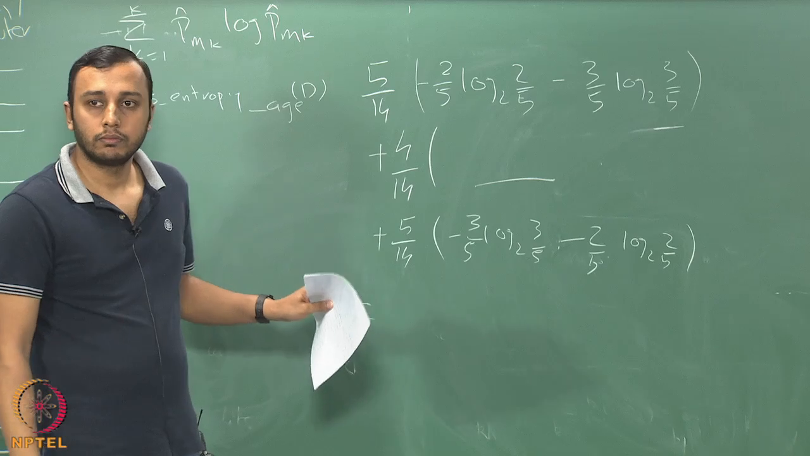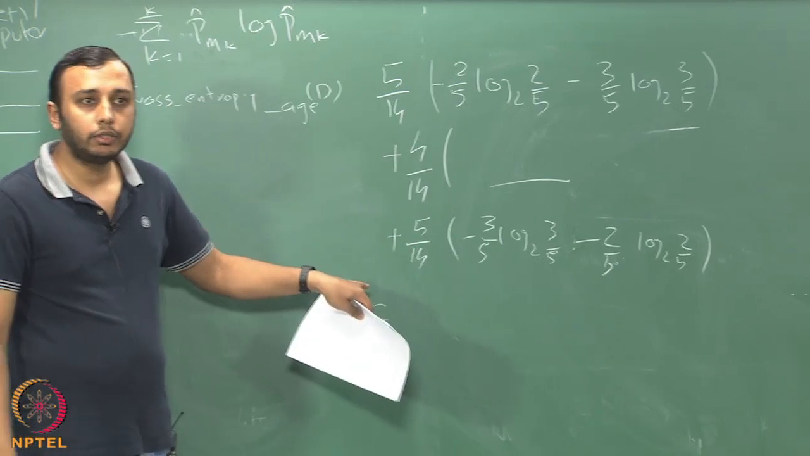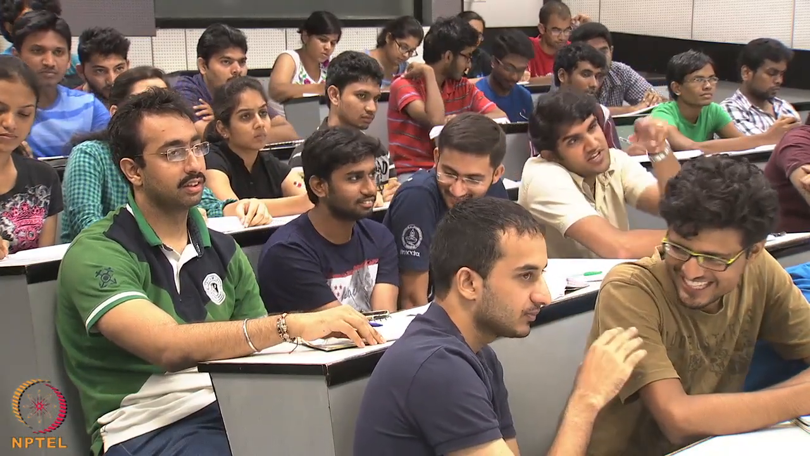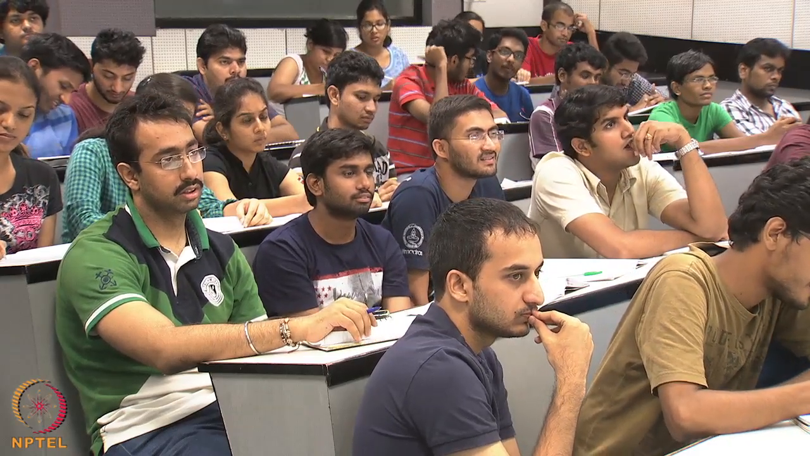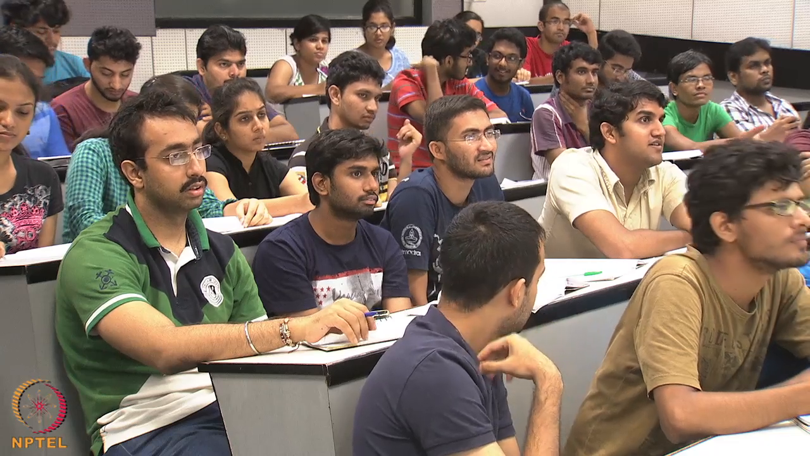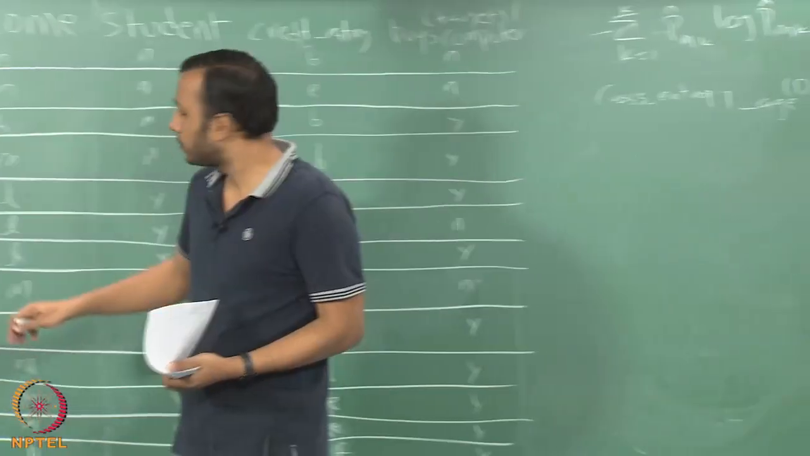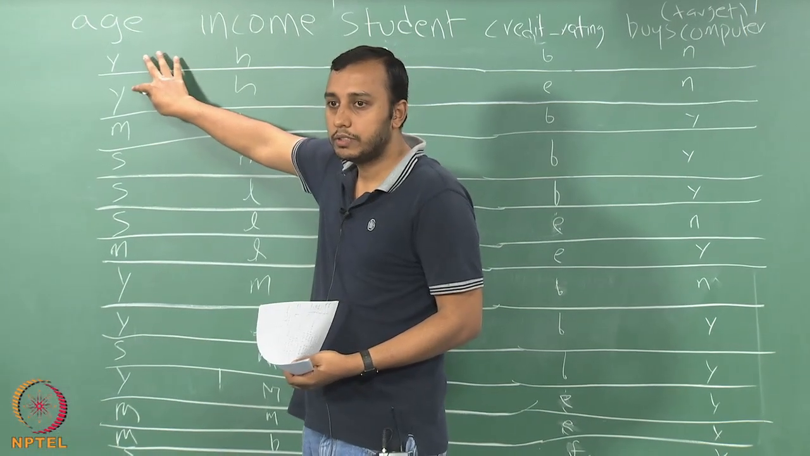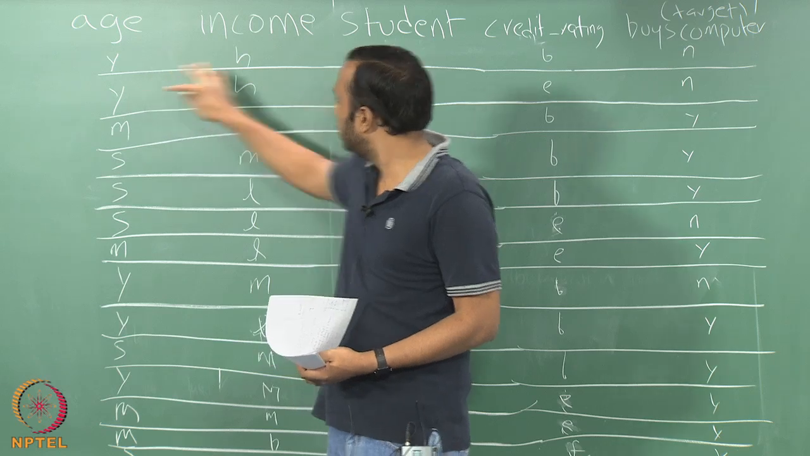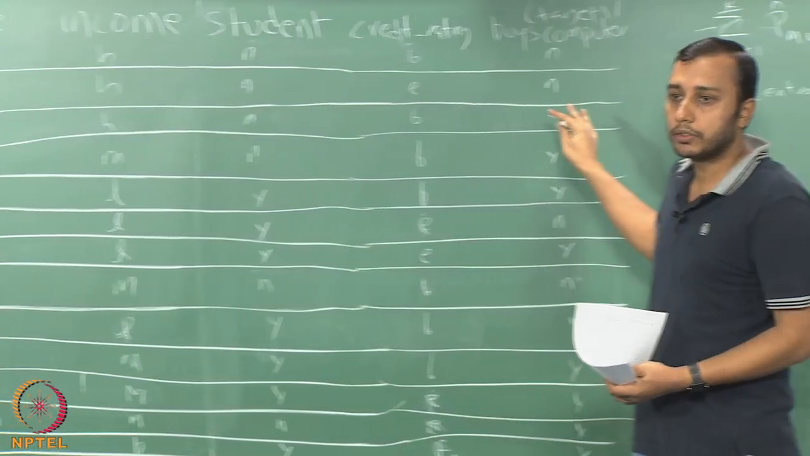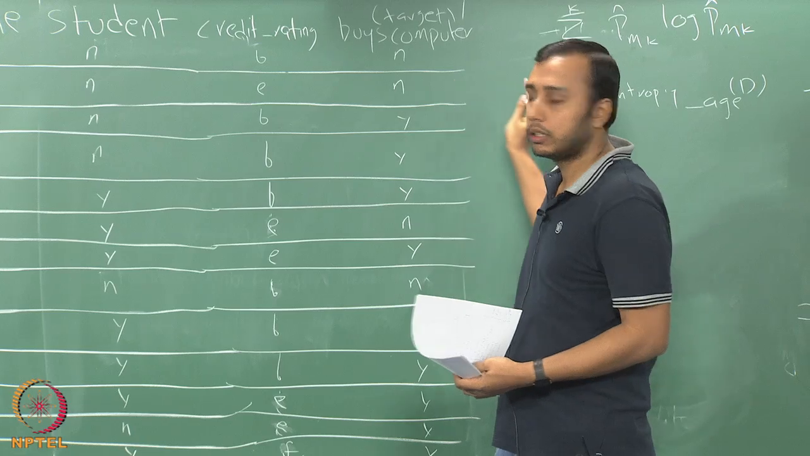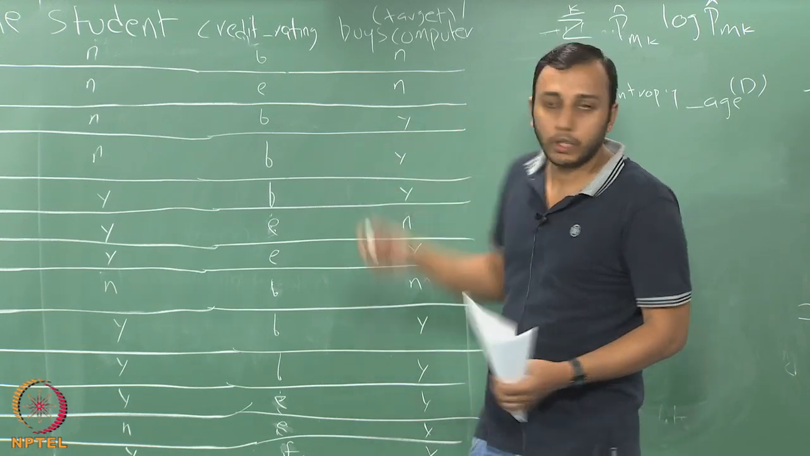Is this okay? Can somebody calculate this and tell me the value? Are there any questions with this? Are you getting that 2 by 5, 3 by 5? So look at, let's say, youth. That's one particular value, and how many of them are labeled no and how many are labeled yes? Two are labeled yes and 3 are labeled no. So you are applying this formula.